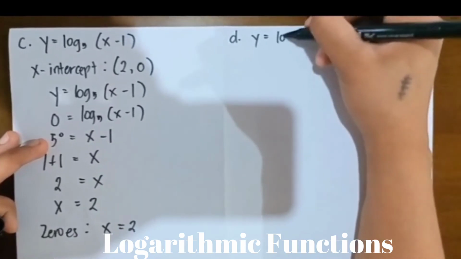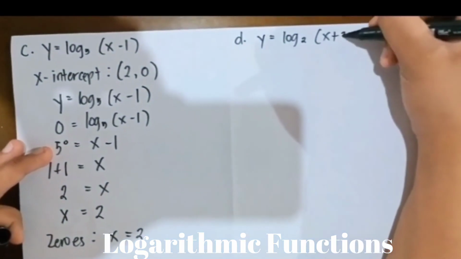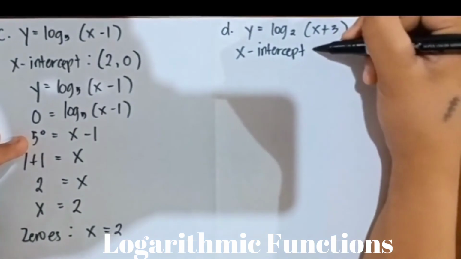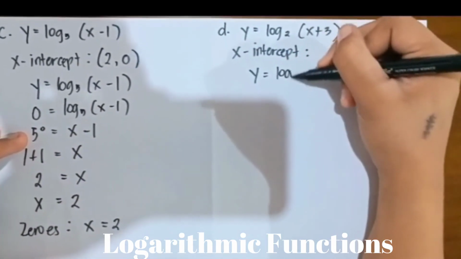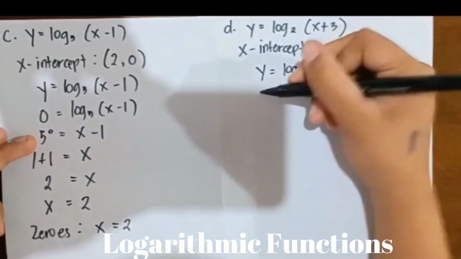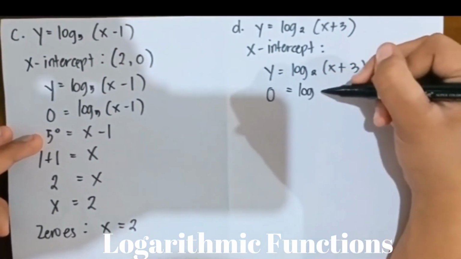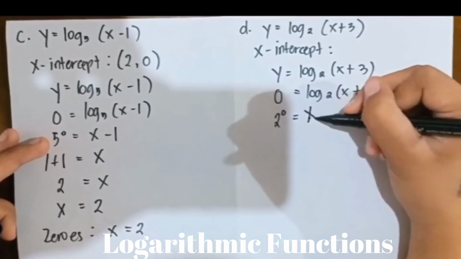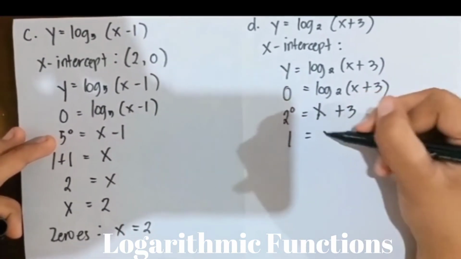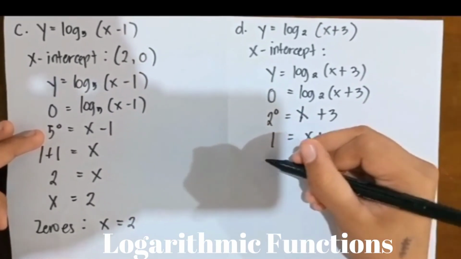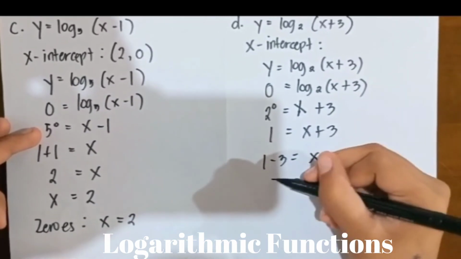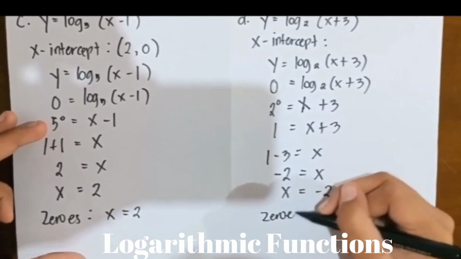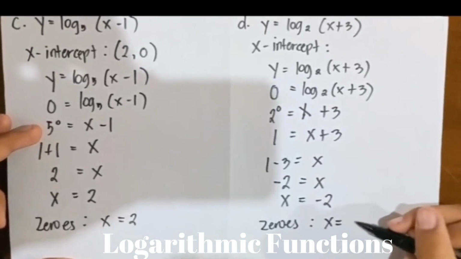Fourth example, y equals log (x plus 3) to the base of 2. Find the x-intercepts. Let y equal 0: 0 equals log (x plus 3) to the base of 2. So 2 to the power of 0 equals x plus 3. Like I said, any number raised to 0 becomes 1, so 1 equals x plus 3, and 1 minus 3 equals x. 1 minus 3 equals negative 2, so x equals negative 2. Our zero is x equals negative 2, and our x-intercept is (negative 2, 0).